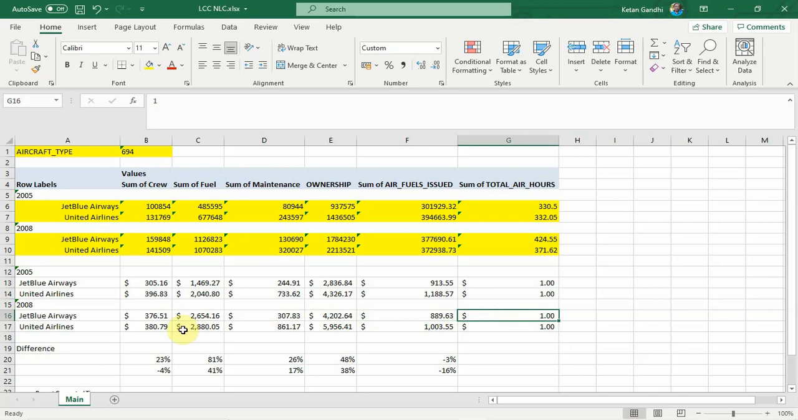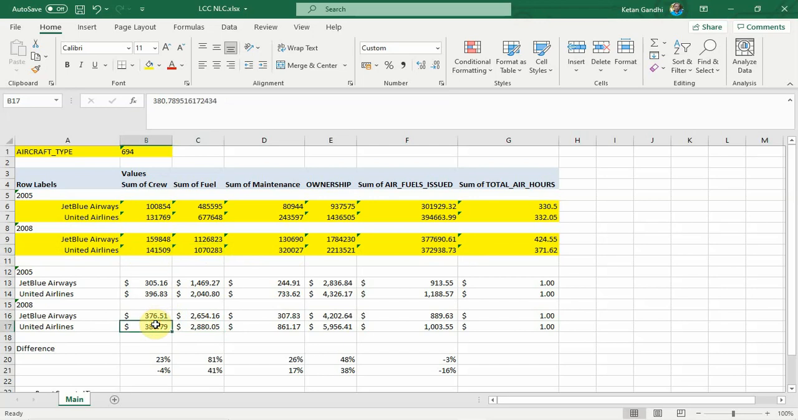8,896.3. So that was JetBlue for the year 2008 for the aircraft flown, 694, with the total number of hours flown, and we are getting per hour calculations. The same with United Airlines. It cost $3,807.9, the cost of crew per hour. Based on this, we are calculating 2008, and these are the figures on that. We've got these particular figures.